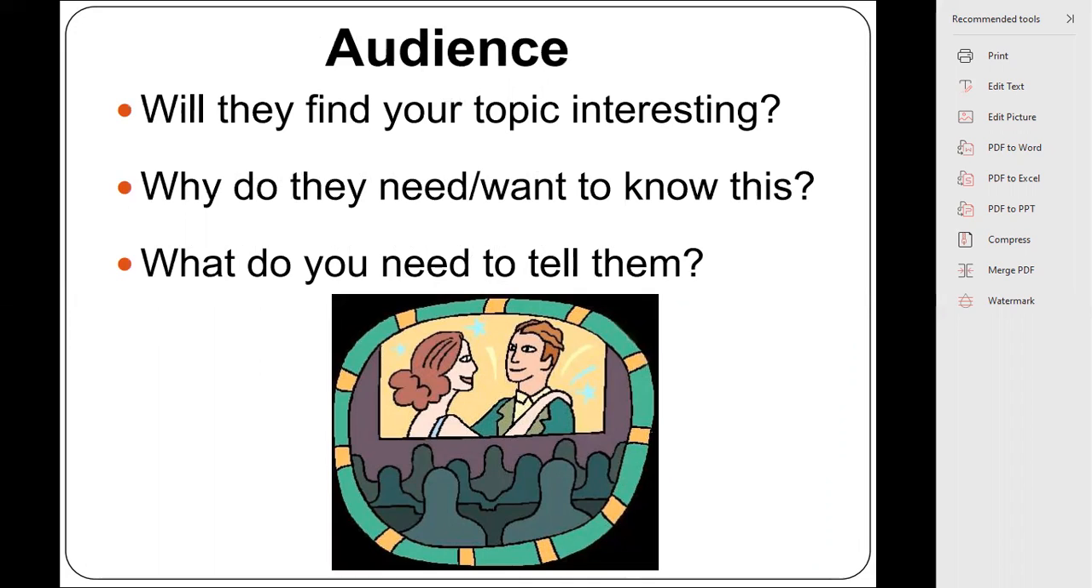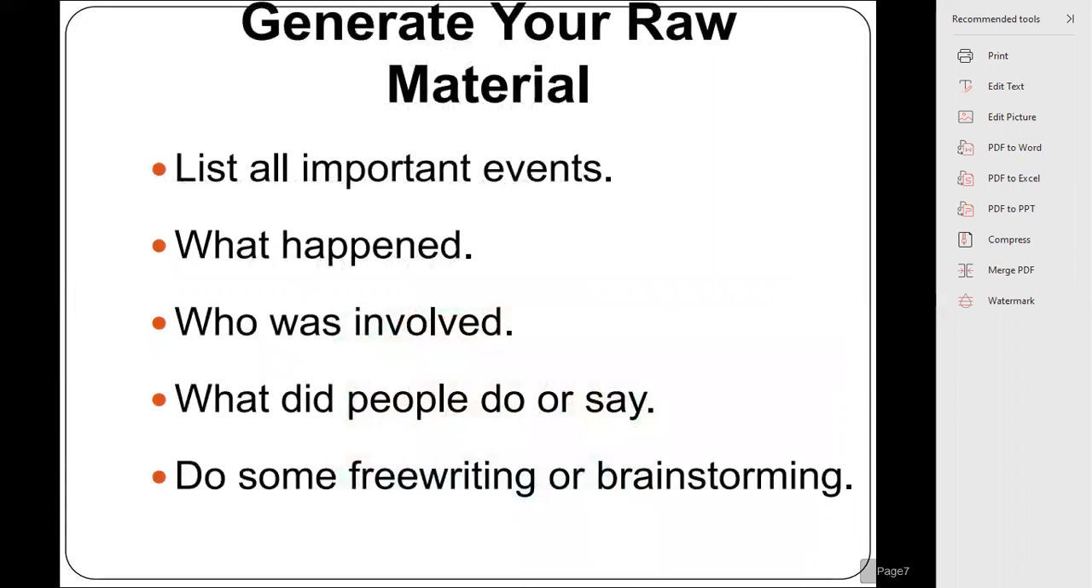When you think about your audience, you have to think, will they find your topic interesting? Or why do they need to know this? And what do you need to tell them? What are the main things you have to tell them? So for example, if you're writing something that is not related to kids, that means kids cannot read it. So it depends.